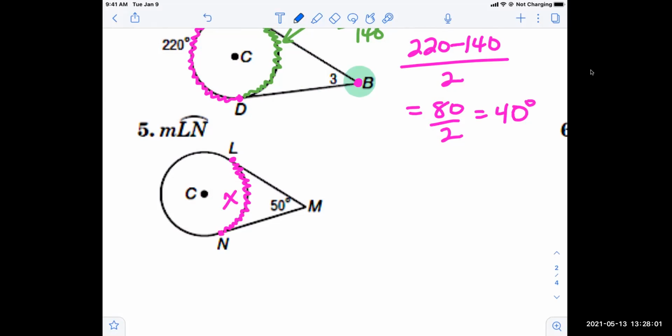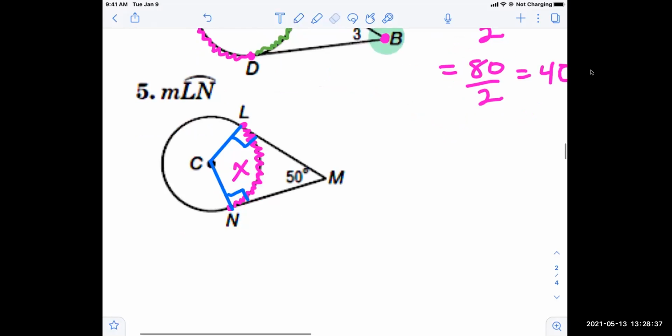You're actually doing something different, but this does work. Okay, how do you know that this one is 130? Okay, how do you know that those are supplementary? Because LM and NM are tangents. We create right angles. Yes. Okay, that is something we talked about before. That's not what I was expecting you to say, but that works.